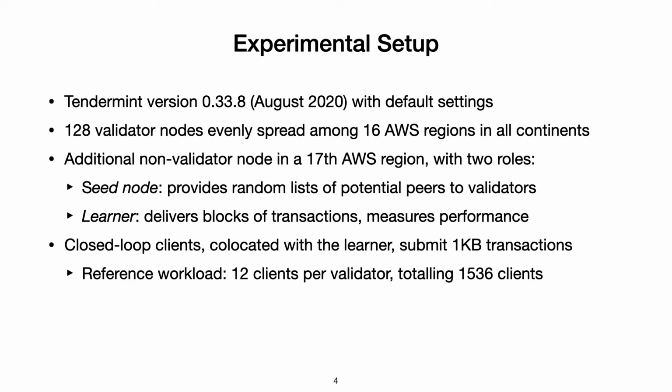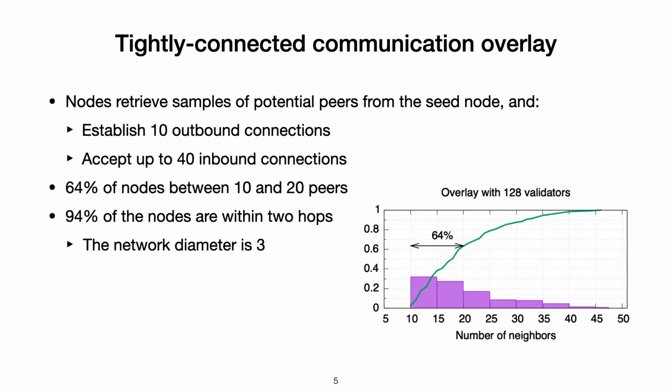The workload was generated by clients co-located with the learner, submitting 1K transactions. The reference workload considers 12 closed-loop clients per validator, in a total of 1,536 clients. The first aspect we assess in our experiments is the overlay network generated by Tendermint when relying on a seed node.